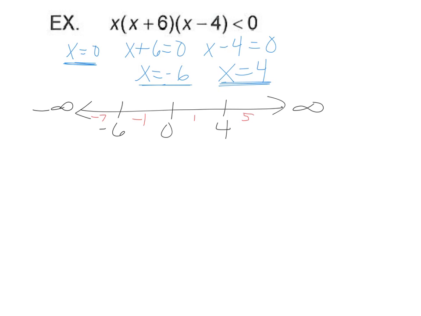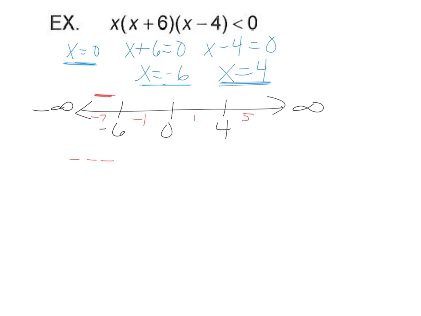So if I plug in the -7 in for x, that would be a negative value. If I plug the -7 into the x plus 6, -7 plus 6, that's also a negative value. And then plug the negative 7 into x minus 4, that's also a negative value. So I'm multiplying a negative times a negative times a negative, which is negative.